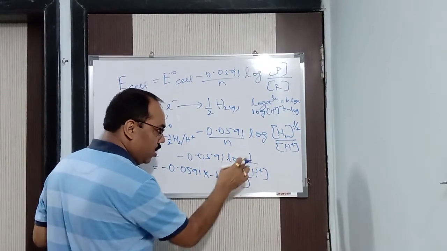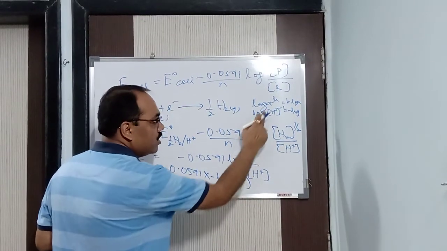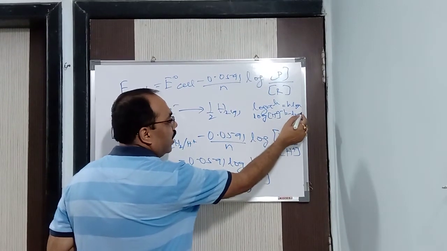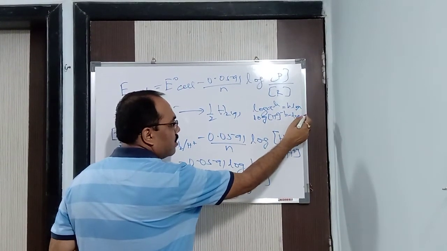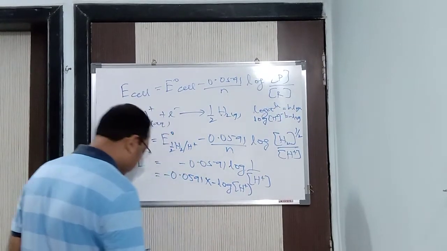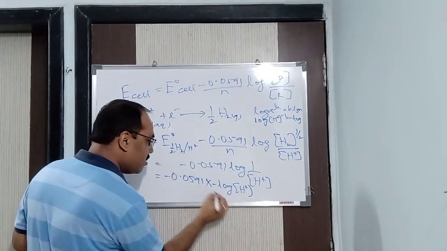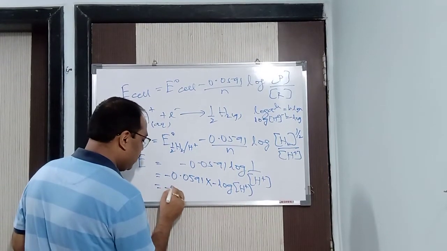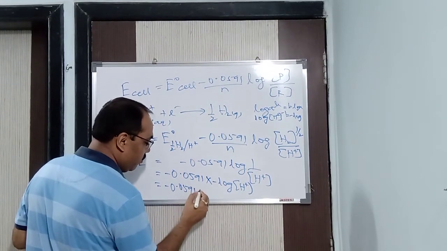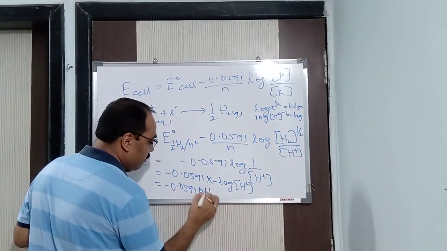Have you understood or not? Log 1 by H plus will be how much? Log H plus to the power minus 1, just now I said. Log H plus to the power minus 1 is how much? Minus log H plus ion concentration, because log A to the power B is B log A, you have studied in maths. So I can write log 1 by H plus in this way. What is this? It is nothing but pH. So minus 0.0591, instead of minus log H plus, I can write it as pH.